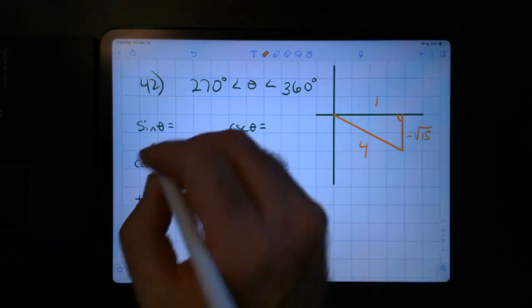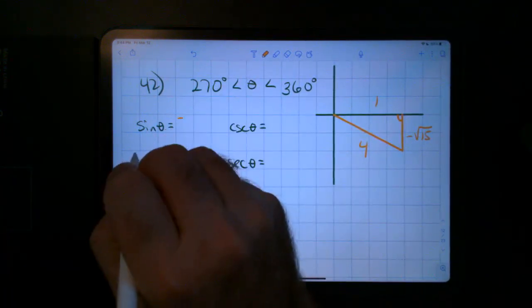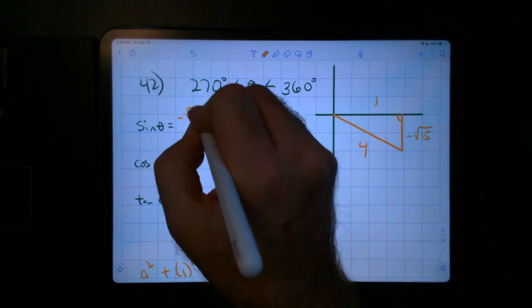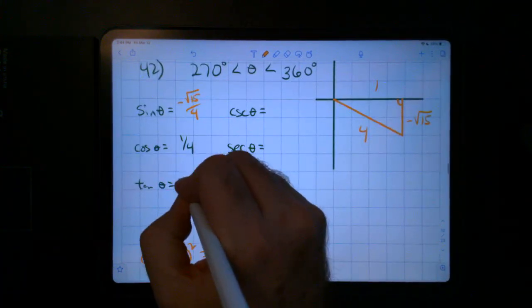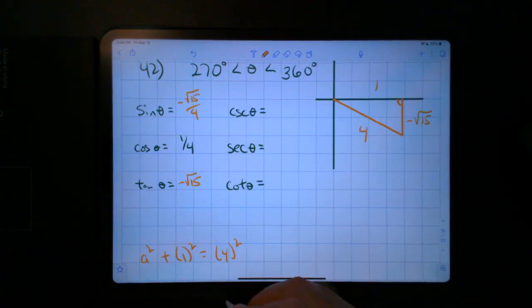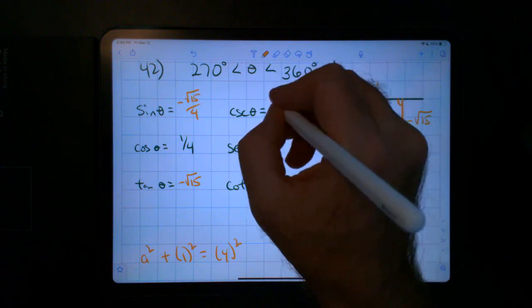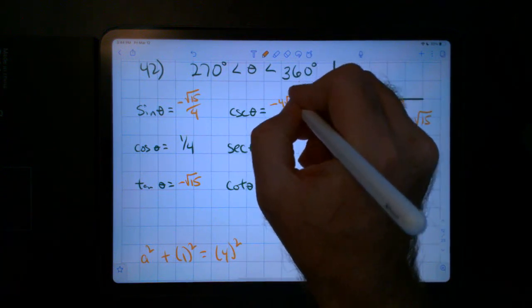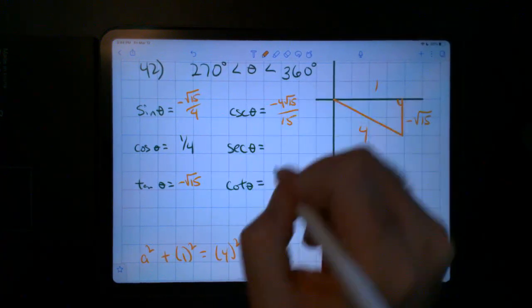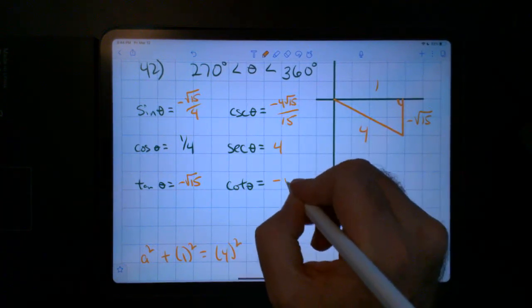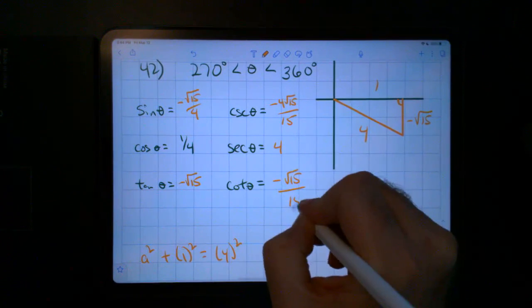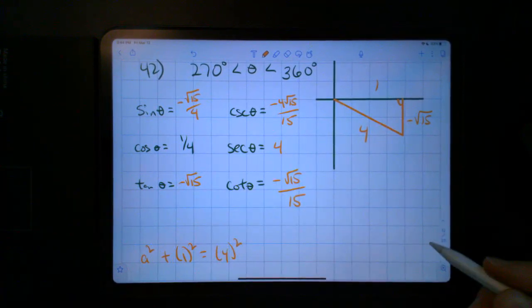So that sine is going to be negative root 15 over 4. Tangent is going to be sine over cosine. Cosecant is the inverse, so cosecant is going to be negative 4 root 15 over 15. Secant is going to be 4, and cotangent is going to be negative root 15 over 15, the inverse of tangent.